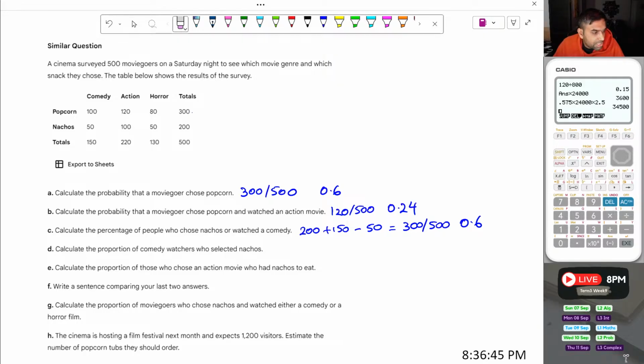And then we're going to go to question D. Question D is calculate the proportion of comedy watchers who selected nachos. If you look at it, we've got 150 people that selected comedy. And from that 150, who selected nachos? That was 50. So we say 50 out of 150 for this. And that's going to be 0.33.